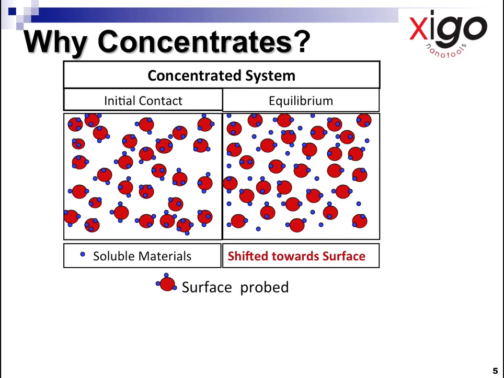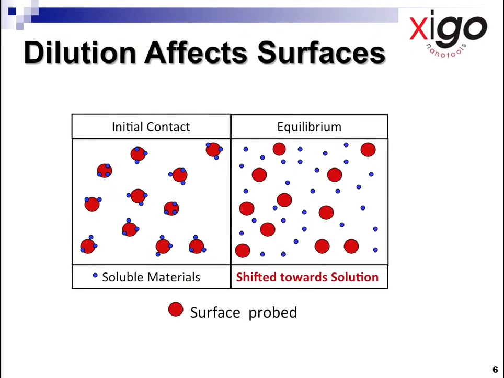However, when you dilute a system, what happens is the equilibrium is shifted, and so the surface probed is the little icon at the bottom, where you have the particle with an equilibrium amount of surface chemistry. When you dilute a system, it affects that particle-liquid interface. It changes that chemical equilibrium. So the initial contact in a dilute system looks the same as in the first case, except there's fewer particles.